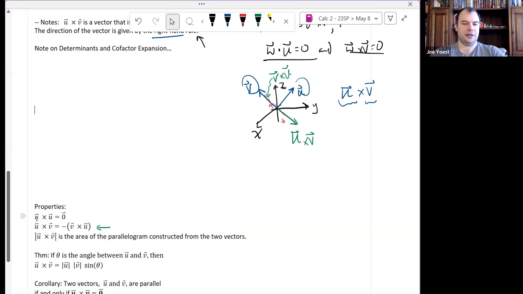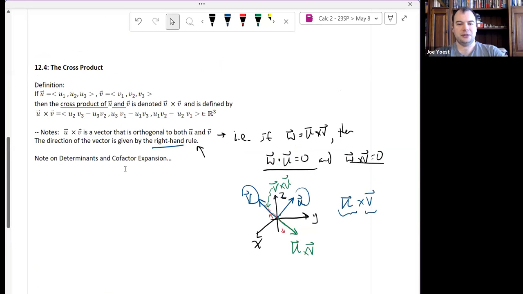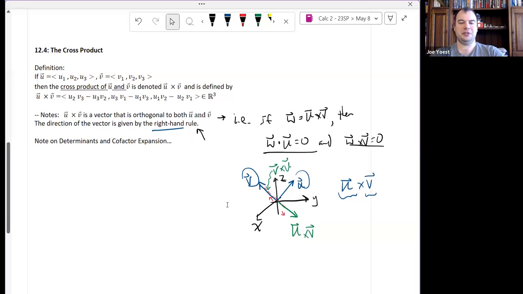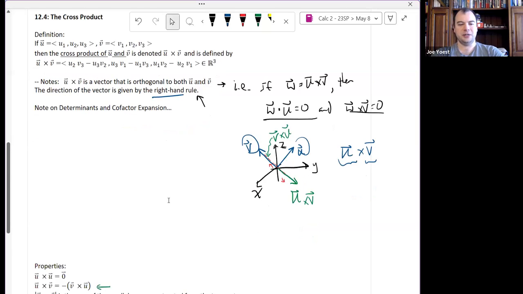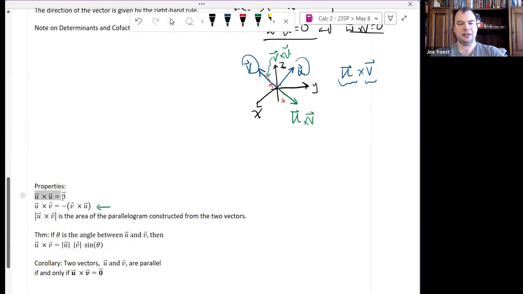Note that U cross U is 0. That's a little less obvious why that should be the case geometrically, but we can see algebraically that it's pretty clear. U cross U is just U2U3 minus U3U2, that's 0, and the same for components 2 and 3. So algebraically, this is pretty clear.